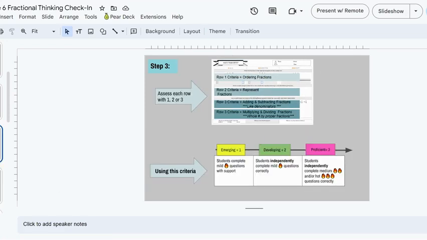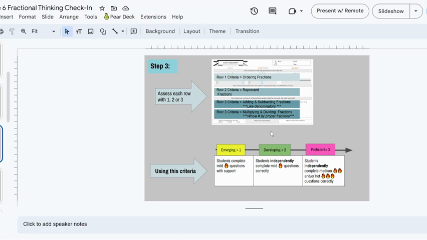This criteria here is what we use to determine the student's level of understanding. So looking at each row, I'm going to look at row 1 criteria, ordering fractions. I would look across and I would ask myself, was the student able to complete the mild question on their own correctly? If they were not able to complete the mild question on their own, then we would say they are at a level of emerging. Their level of understanding is emerging.